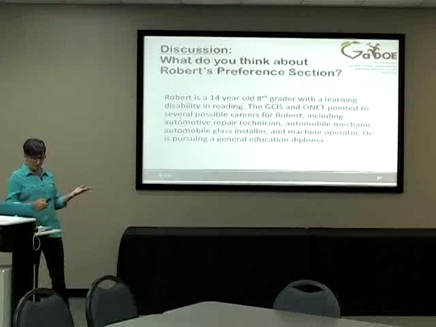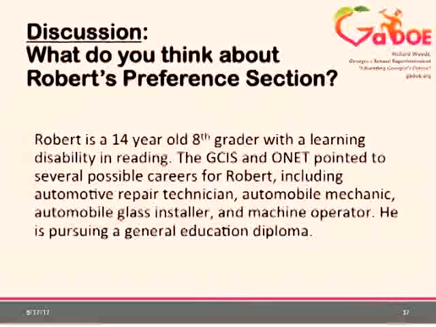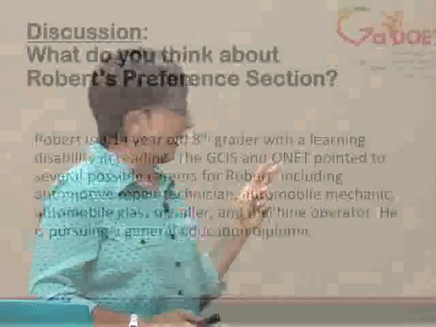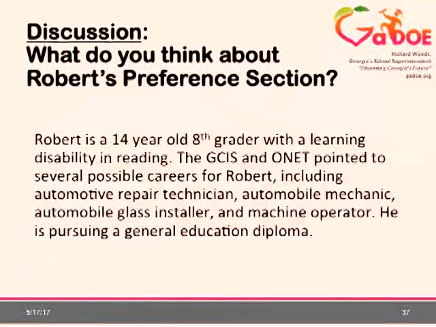Yes, it is. Here they've talked about the GCIS and the O*NET, and the results were automotive repair technician, etc. So that part is there. Okay, the other required part of this section for step 1 is to talk about his career pathway, or his course of study, actually. And yes, they did talk about his type of diploma, didn't they?